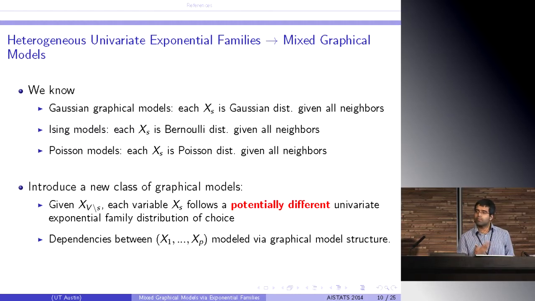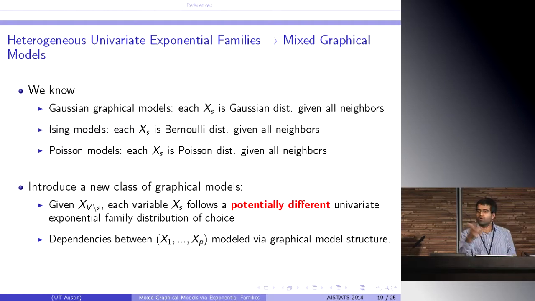And so we can ask the same question. We can try to do the same, imposing conditional distributions to follow exponential families. Okay, so let's say I have p random variables, x1 through xp, each of which could belong to a completely different data type.